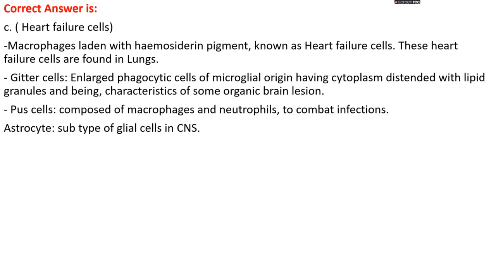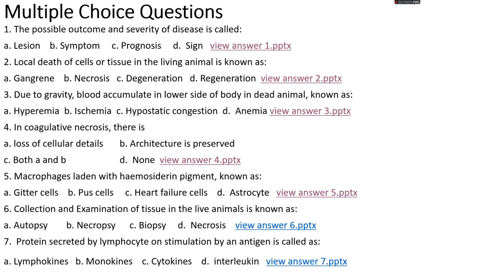Okay, pus cells are mainly composed of macrophages and neutrophils to combat infections, and astrocytes are a type of glial cells which are found in the CNS.